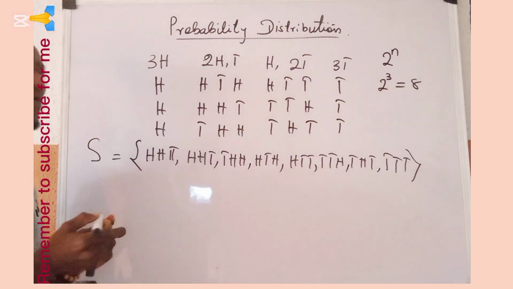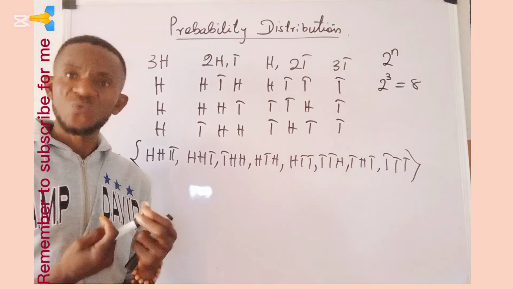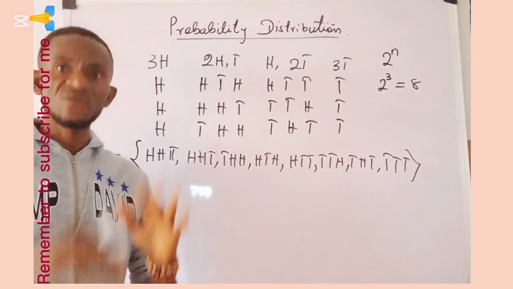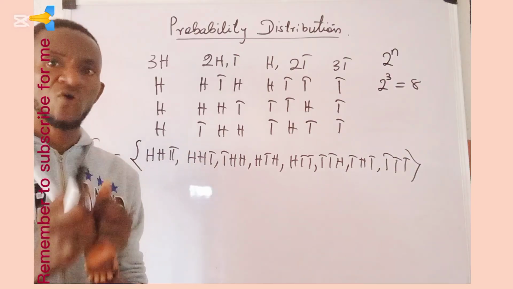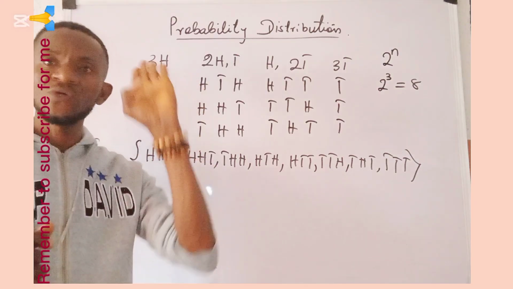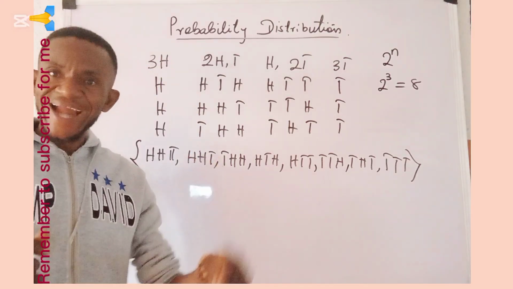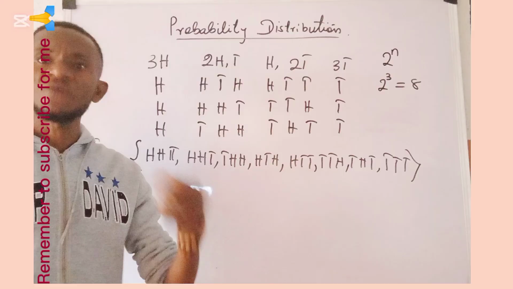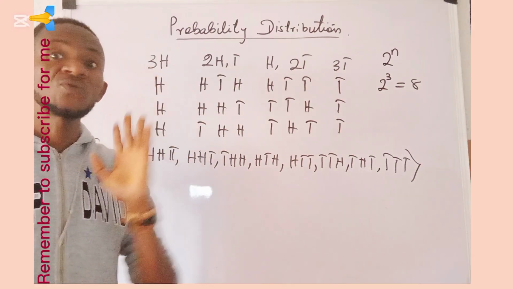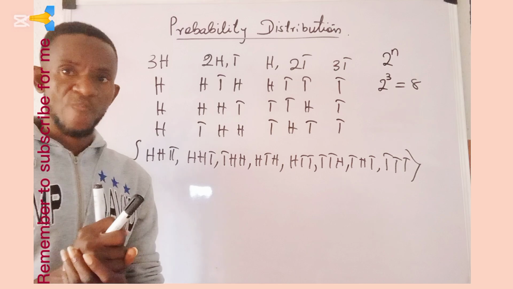So this is what we call the sample space of the toss of three coins, which of course is a set that contains all the possible outcomes that one can have when one throws three coins up together, or when one tries the toss of a coin three times. These are the possible outcomes.